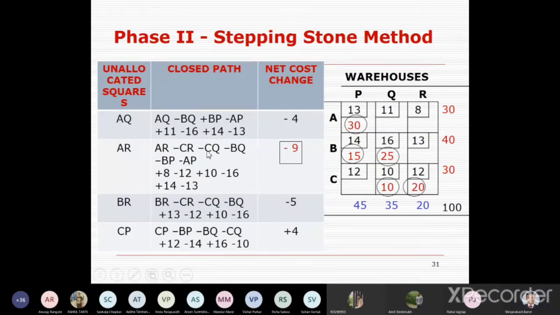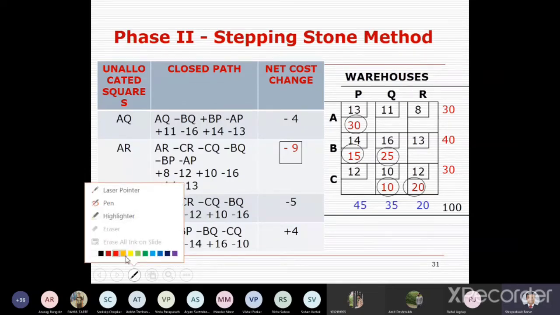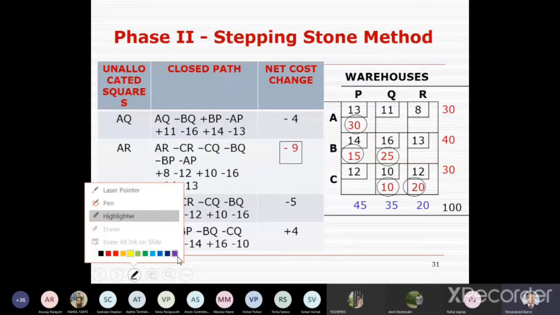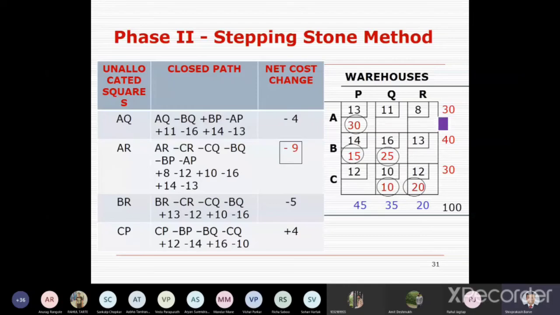See here, we have calculated this net change, or net cost, and we have to find out whether there is a negative cost or not. Here we got three negative costs, and among them we have to check which is the most negative cost. So we got -9, at AR. This indicates that if I shift some units to this AR, it will reduce the total transportation cost. So here it indicates that I have to shift some units here.